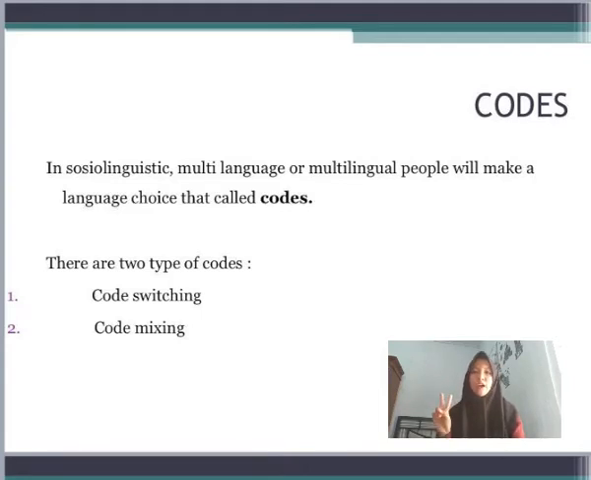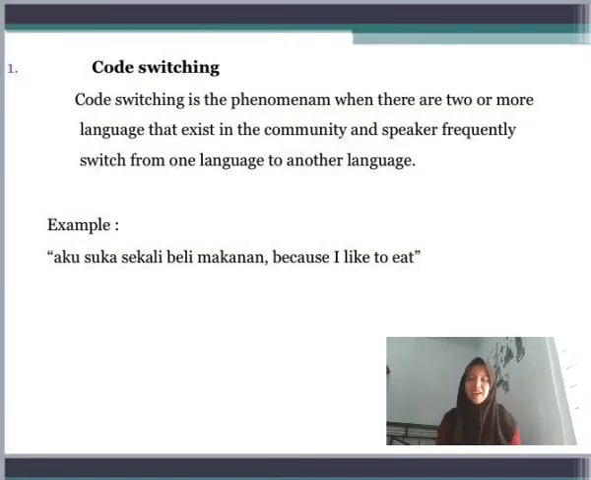There are two types of codes. The first is code switching, and the second is code mixing. Okay, the first one is code switching. What is the definition of code switching? Code switching is the phenomenon when there are two or more languages that exist in the community and speakers frequently switch from one language to another language.